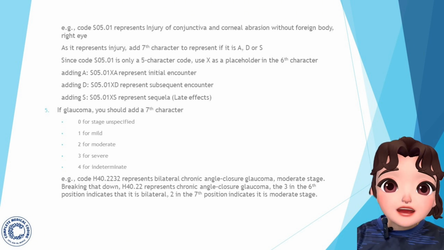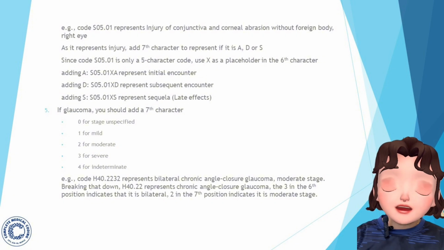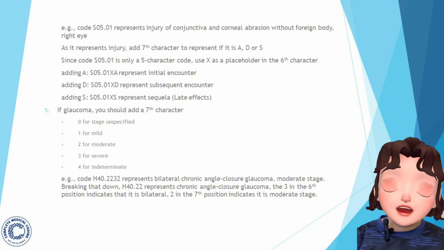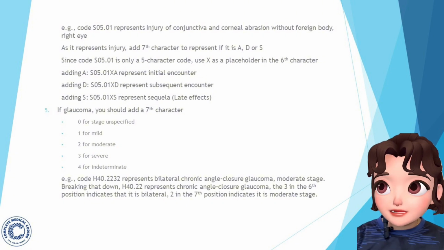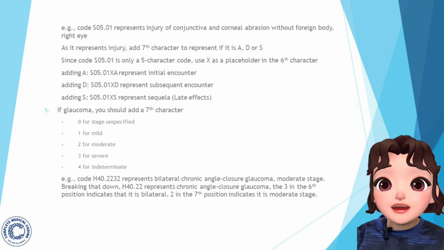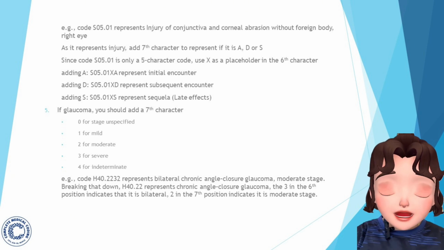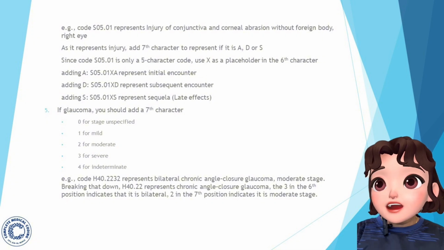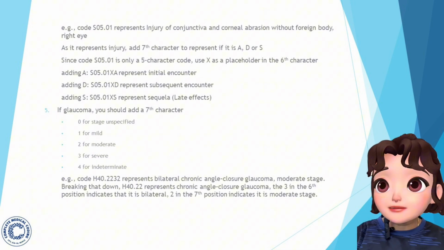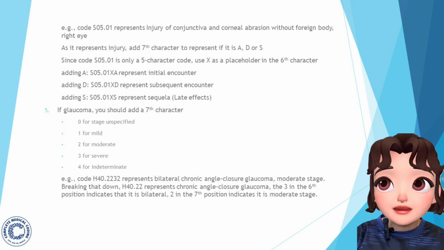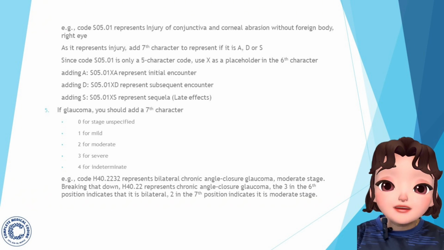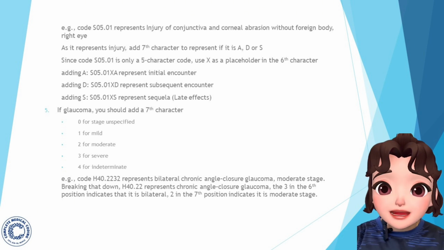Initial encounter means the patient has a normal injury and has come to see the doctor initially, like it's not a major thing, it's a minor issue. And the middle one is subsequent encounter. Okay. Now the 5th point: if glaucoma, you should add a 7th character. For glaucoma cases also, you should add a 7th character.